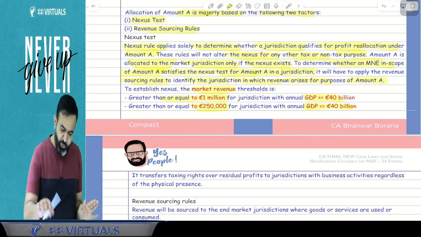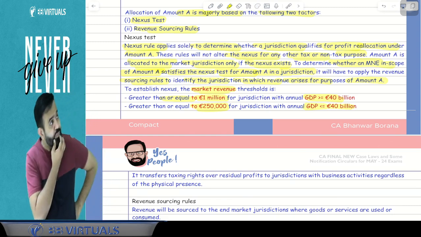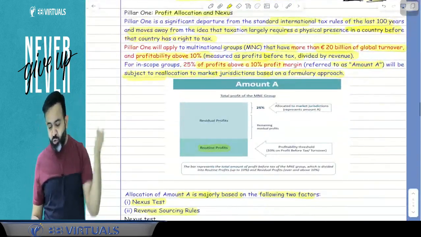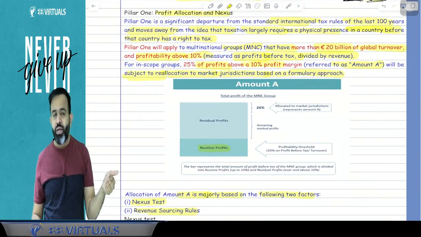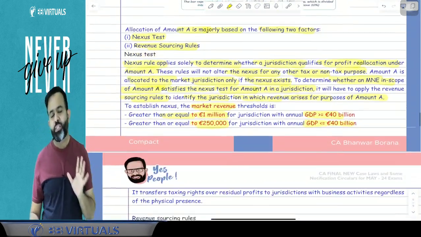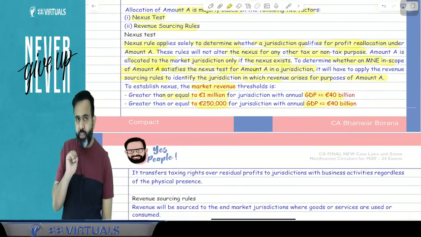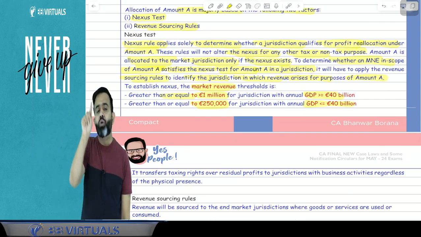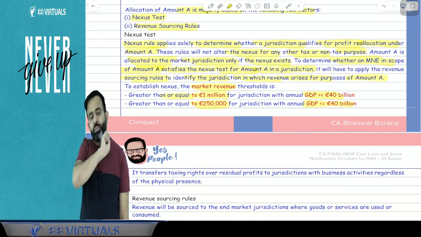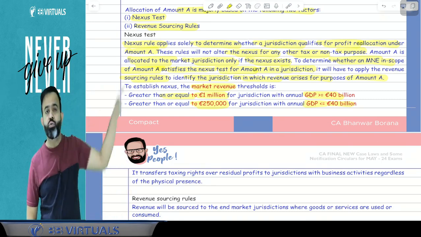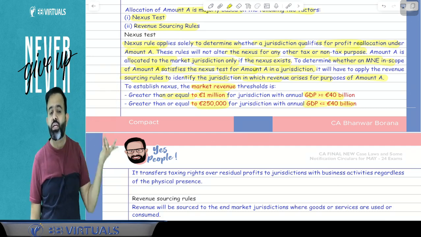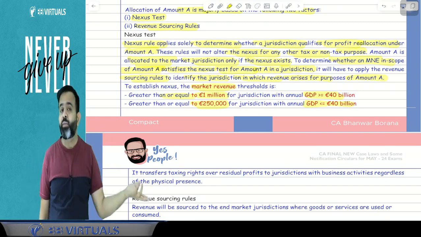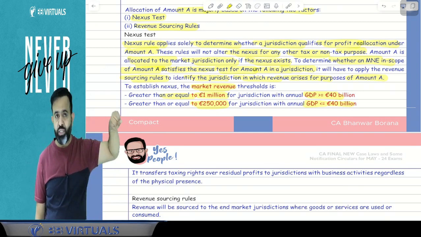So guys, in simple words, try to understand. Suppose for an example, there is Facebook. Now suppose Facebook, obviously for a year, Facebook global turnover is more than 20 billion euros. Now Facebook profit is suppose 22%. So what will happen? Out of 22%, 10% is routine profit. Now in excess of 10% is 12%. So out of that 12%, 25% comes to 3%. 3% profit will be allocated to the different countries. Even if in those countries they don't have the permanent establishment, or they don't have the physical presence, then also that profit will be allocated to those countries.